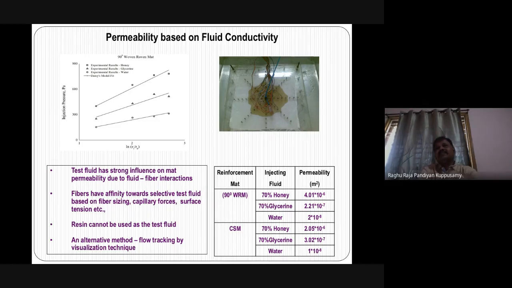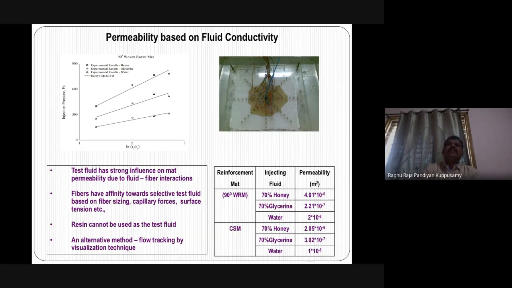So the reason may be that when the fiber mats or fiber filaments are produced, there is a factor called sizing. Sizing is some chemicals which are applied as a coat to the fiber mat so as to avoid external damage to the fiber mat. So the sizing chemical may have a preference for certain fluids. That is why it is preferentially allowing different fluids with different permeability.